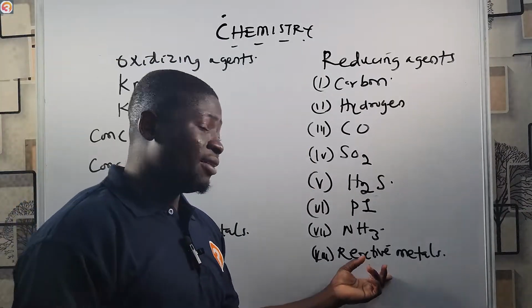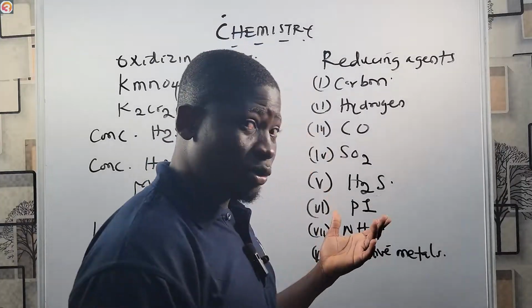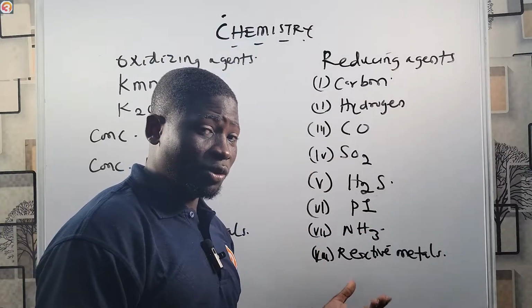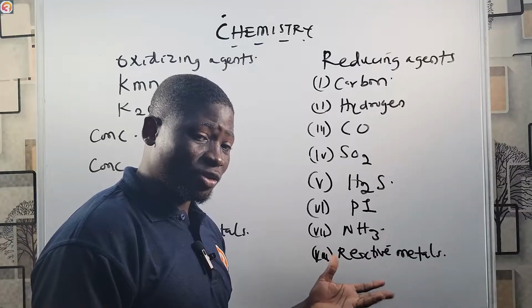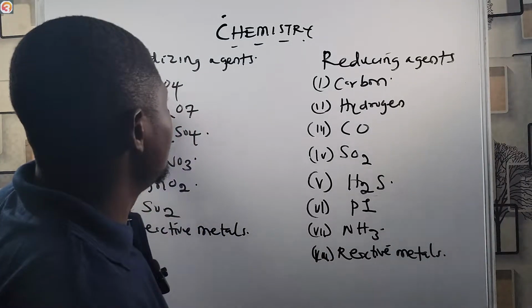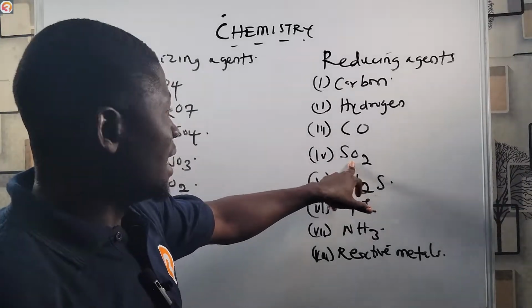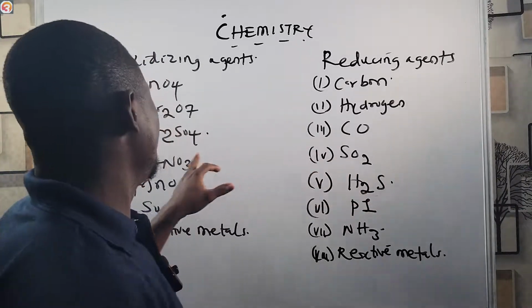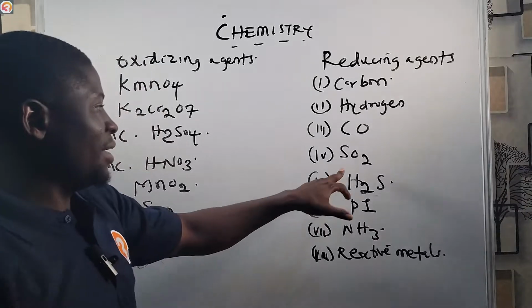Remember I talked about reactive metals here, right? I told you that was group 1 elements. When we do the periodic table, group 1 elements and group 2 elements are all very strong reducing agents. So now these are oxidizing agents. I told you SO2 is both an oxidizing agent and a reducing agent, right? As you can see, it appears here and here.